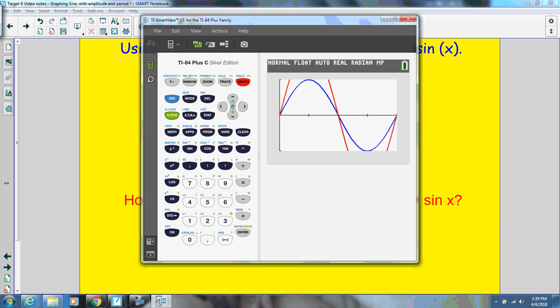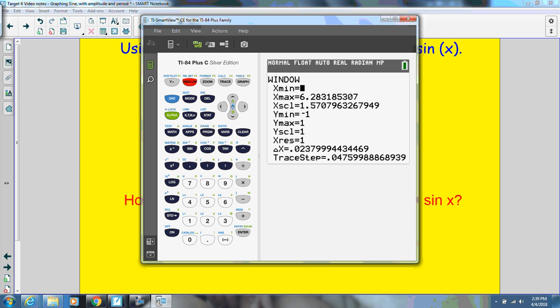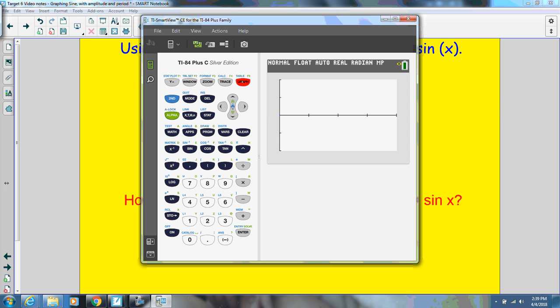So as we see this new graph happening, we can see that our graph isn't really tall enough, meaning I need to go back and change my y values in the window. So if I go back to window, and I let my y values go from -2 to 2, there we go. So there's that blue parent function. And now here's y equals 2 sine of x.